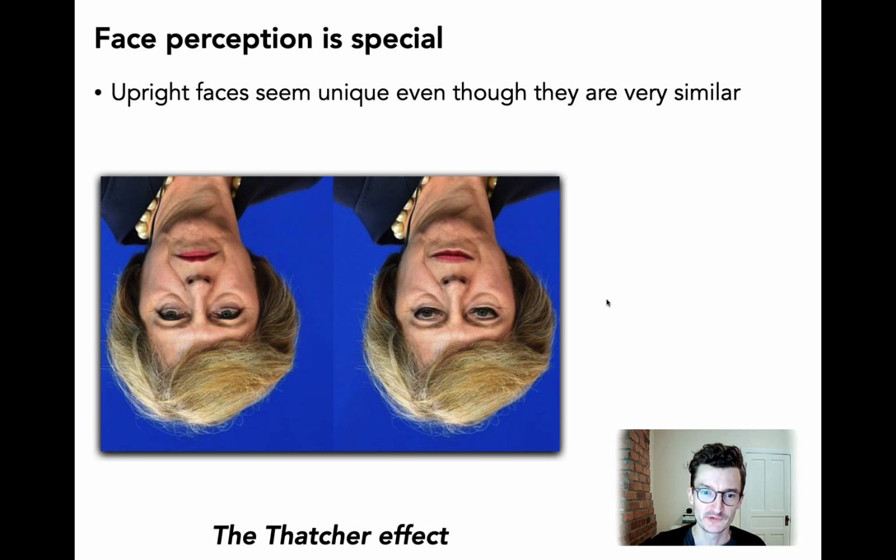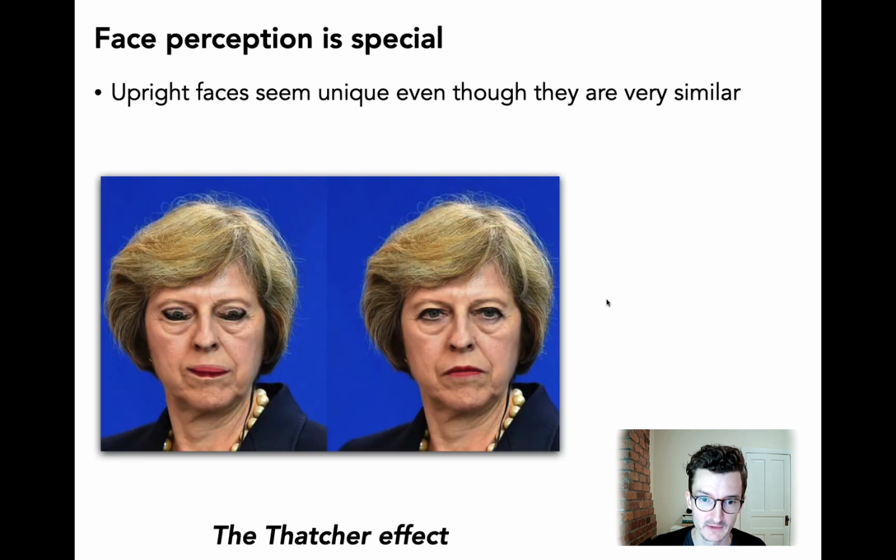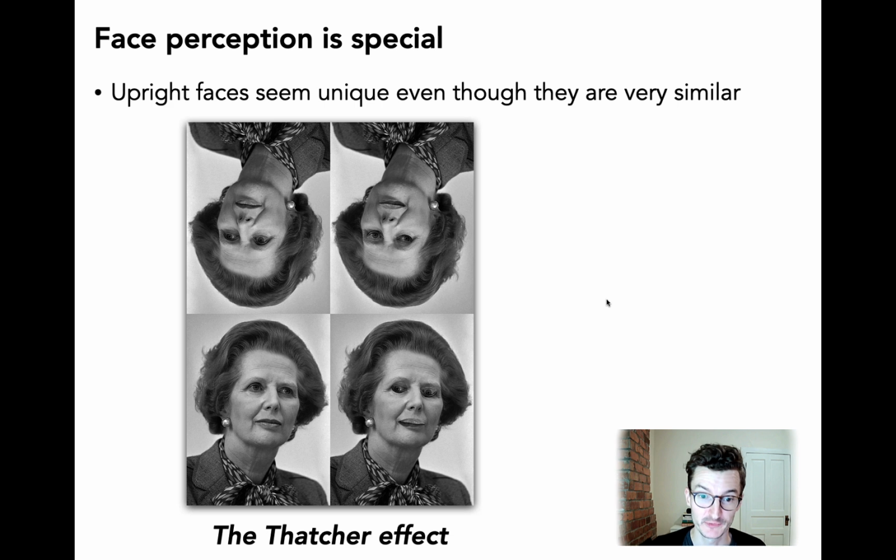So you might not notice anything too odd about these two faces, but if I flip them so that they're the right side up, suddenly it's quite clear that the face on the left is horribly wrong. This happens to be Theresa May, the former Prime Minister of the United Kingdom. And this is called the Thatcher effect because the original stimuli was based on manipulations of features in Margaret Thatcher's face.